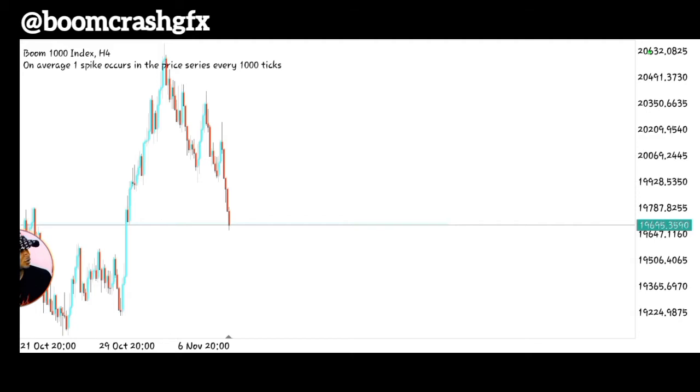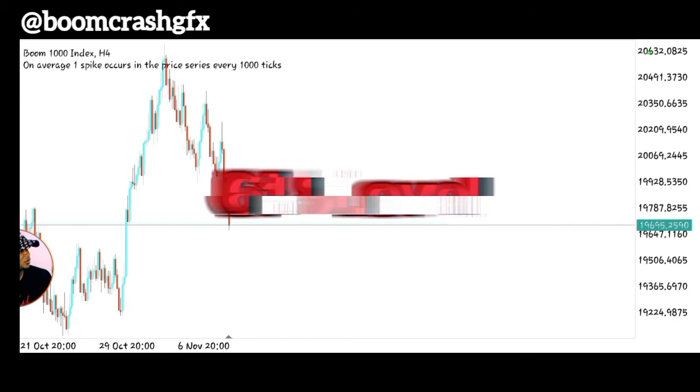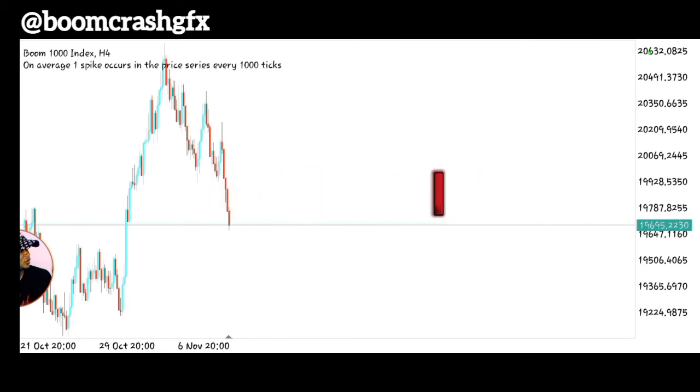In this video, we'll be talking about Fibonacci tools, particularly the 61.8 level on this tool. So we'll be talking about how to make use of this tool to trade boom and crash, whether you are into spike cashing or you are into trading the ticks. And what do I mean by trading the ticks? I'm talking about selling boom and buying crash.